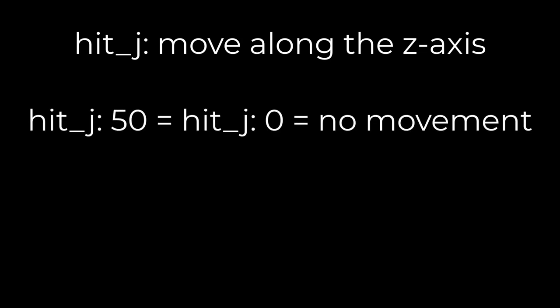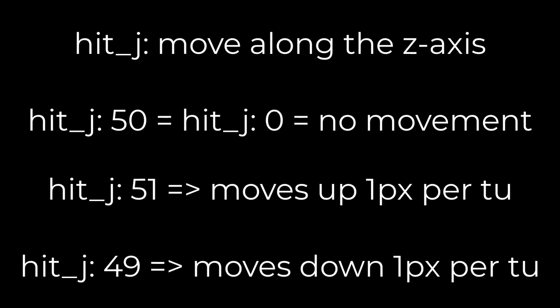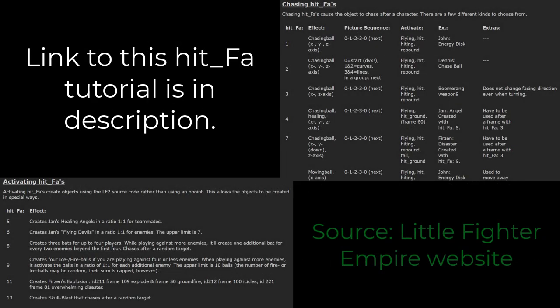Hit J determines if the ball should move on the Z axis or not. If you write 50, it's the same as 0, no movement. If you write 51, the ball moves up 1 pixel per time unit. 52 is 2 pixels. If you write 49, it moves down. Now, hit FA is not that beginner friendly, so I'll skip it.